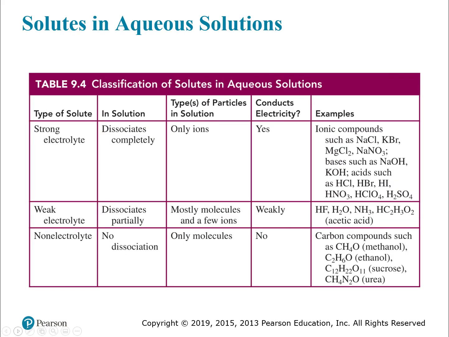This table just has some examples of different electrolytes, strong, weak, and non-electrolytes, and then summarizes what we just talked about in the last few slides, and most importantly, gives you some examples. So you may see these on your homework or on the exam, and it will help you place, okay, if I'm seeing ionic compounds, that means strong electrolyte. If I'm seeing acids, then that's probably a weak electrolyte, that kind of thing.